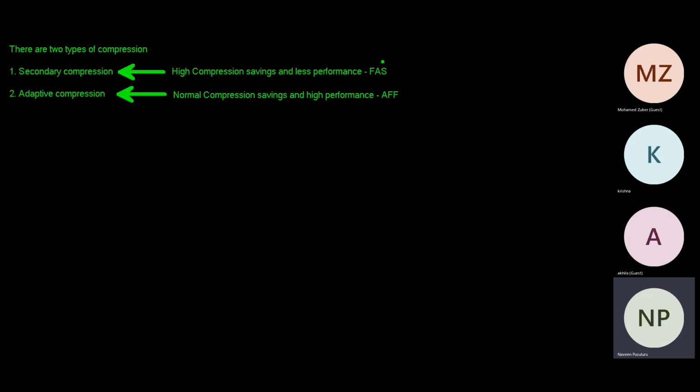But you cannot select adaptive on FAS. When it comes to AFF, you can select both, whatever choice you want. If you want to implement secondary on AFF, you can do that. But on FAS you can only select secondary. If you try to enable adaptive compression, it will fail because FAS does not support adaptive compression. Only AFF supports both secondary and adaptive, but the default is adaptive.